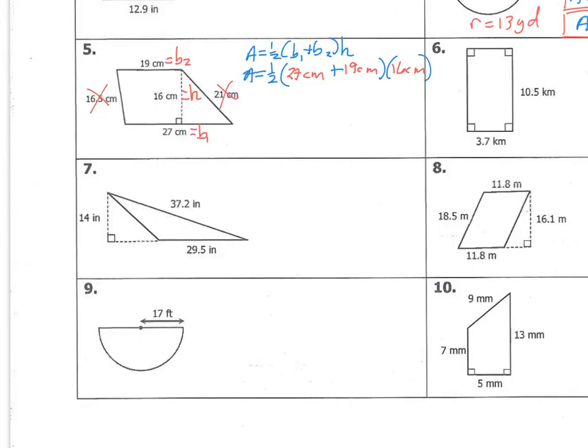Order of operations say we should do what first? Yeah, we're going to do that first. I would not distribute the 1/2 if I were you. We're going to avoid that if at all possible. So what is 27 and 19? So we get 46 centimeters. Centimeters plus centimeters is still centimeters. It's not squared. Times 16 centimeters.